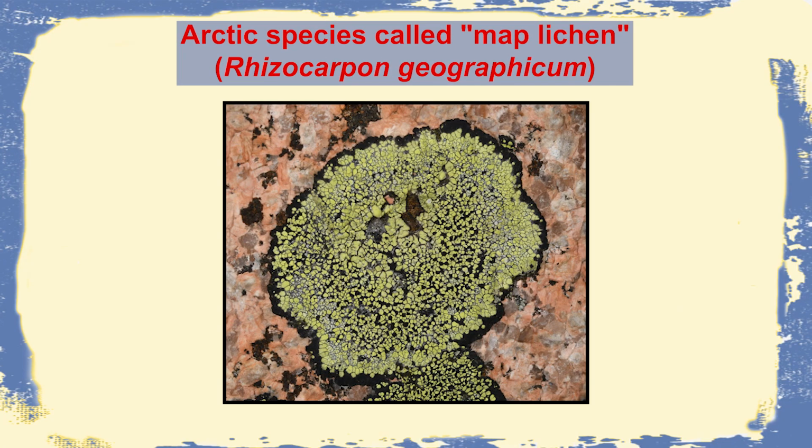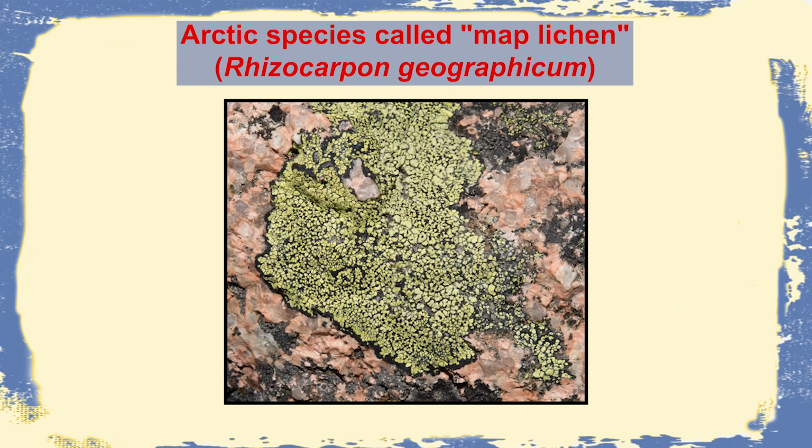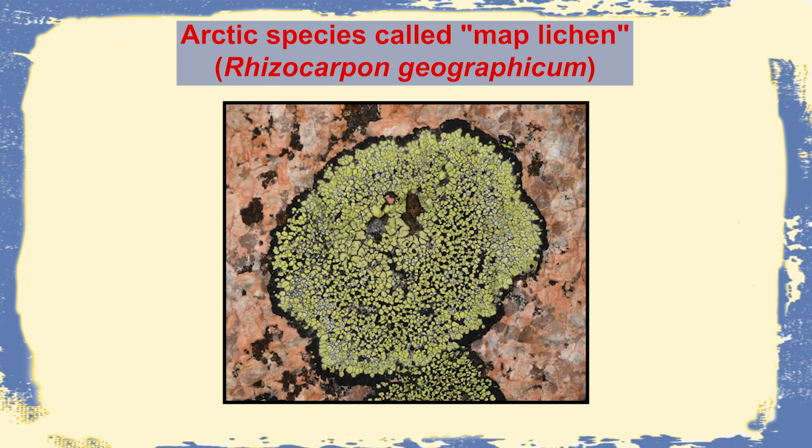Sometimes there are some arctic species like the Rhizocarpon geographicum, which is very old. It can be up to 8,600 years old, and this is considered as map lichen and is considered to be one of the oldest species or oldest living organism in this world.